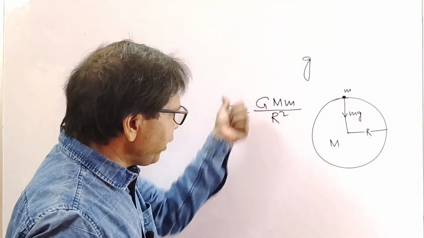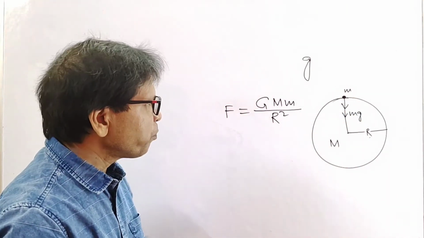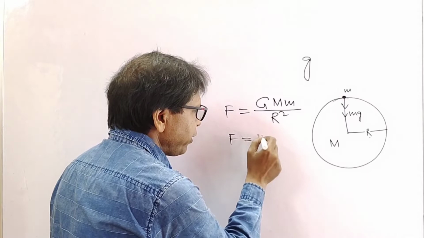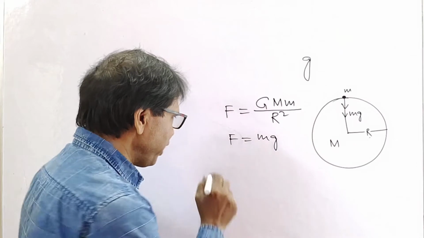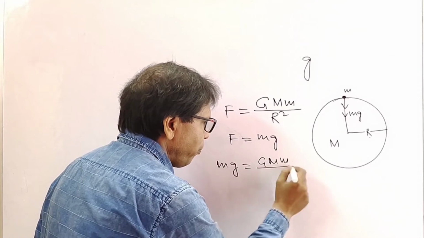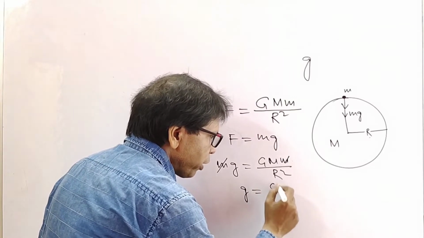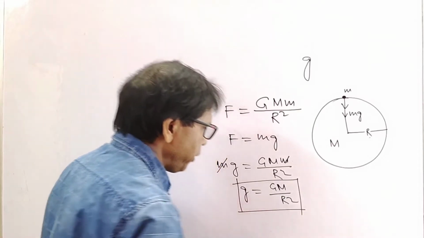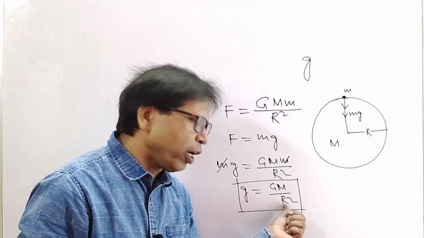Now the direction of this force is towards the center of the earth. If g is the acceleration due to gravity, then F equals mg. Now equating these two relations, we get mg equal to G M m by R square. The m cancels out, therefore g equals G M by R square. Therefore, acceleration due to gravity is directly proportional to the mass of the earth and inversely proportional to the square of the radius.